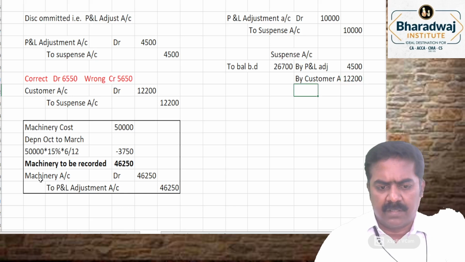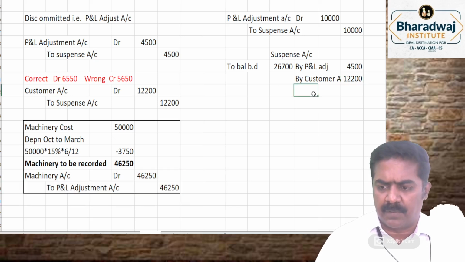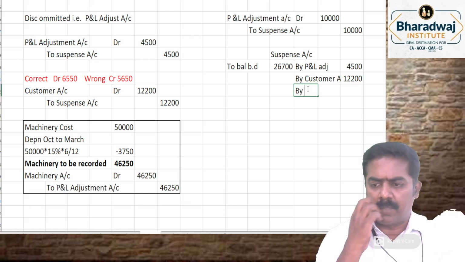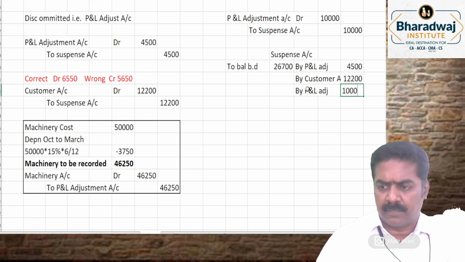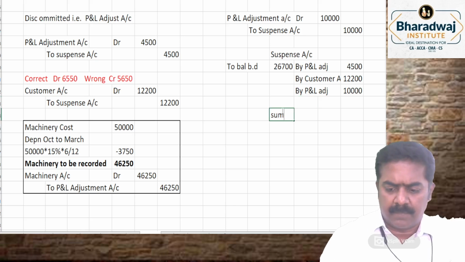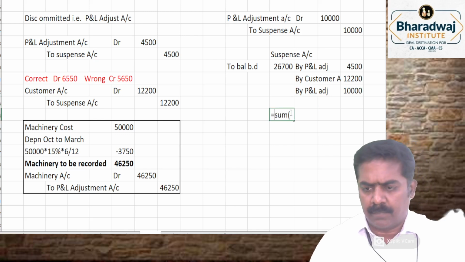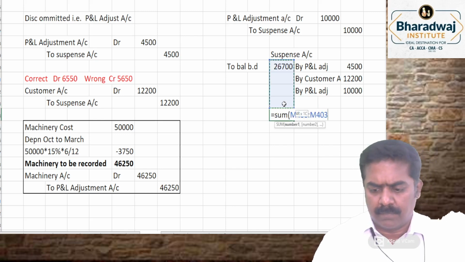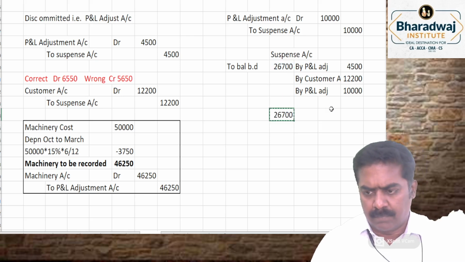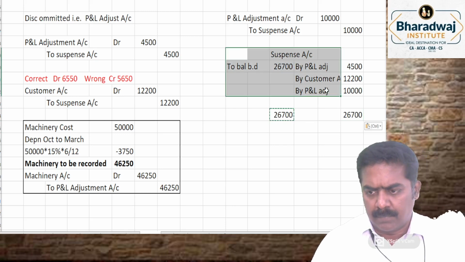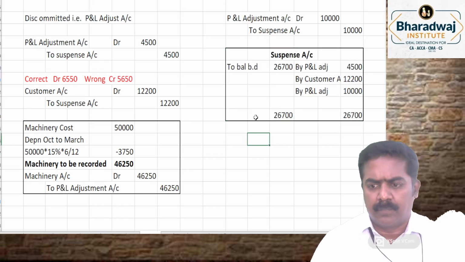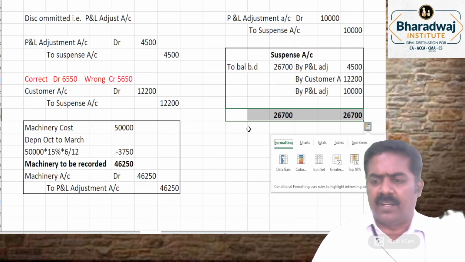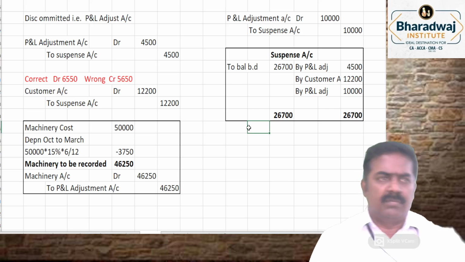Then next, this will not affect your suspense account. By P&L adjustment, last one, 10,000. It may not tally. If the error is not fully rectified, it will not tally. We do not know whether this problem tallies.